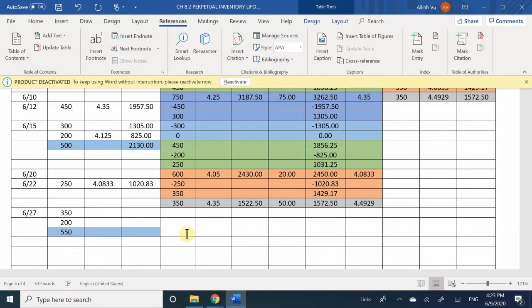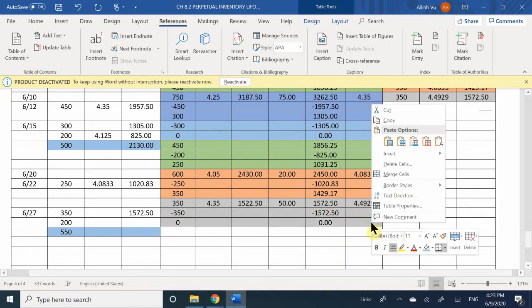Now, how much did it cost us to buy the entire 350 items? It cost us 1,572.50. Correct. We don't need to calculate this because we already know how much it is. We're zeroing this whole thing out. So I'm going to type in right here that I am zeroing out this balance. So I no longer have that, and I no longer have 1572.50. That leaves me with 0.